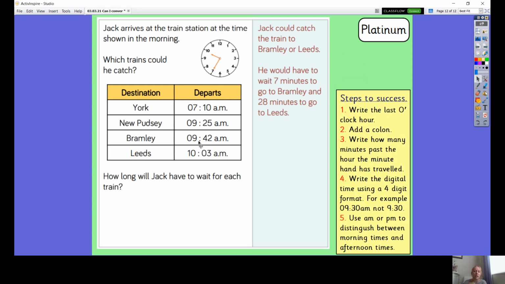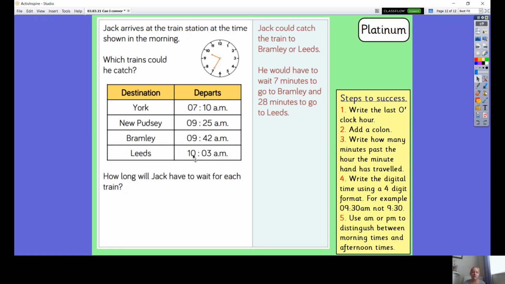And then he could catch the Bramley one, that's 9:42, and it's only 9:35, so he's got a few minutes, hasn't he? He could catch that one, or he could wait a little bit longer and catch the one that is 3 minutes past 10. Okay, how long will he have to wait for each train? He'd have to wait 7 minutes for his train to Bramley, because it's 35, and we have to count on to 42. Okay, so if it's on 35, I want to get round to 42. So if you do that, then it's 7 minutes, or you can do 42 take away 35 if that's easier.